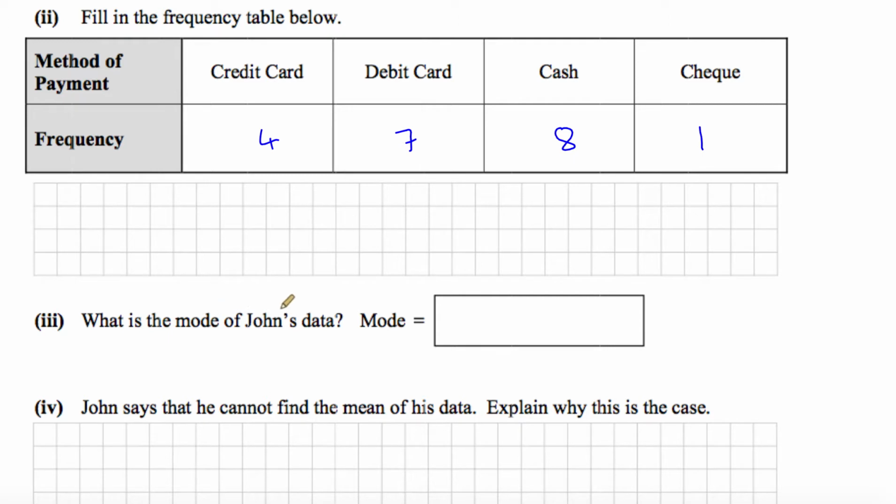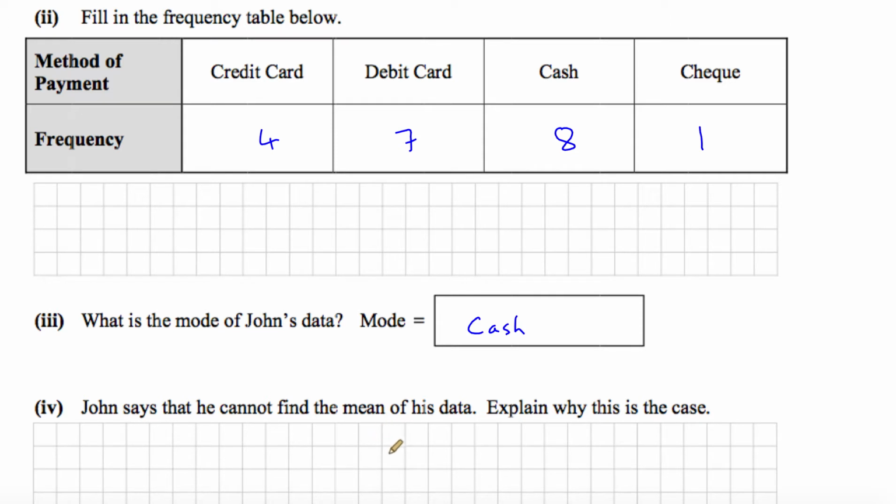Part 3 says, what is the mode of John's data? Well, the mode is the most common frequency, the most common thing. So the most common thing is cash. So just be careful here, don't write in the number 8. That's how many times it appears, but the mode is the thing that appears most often, which is cash.